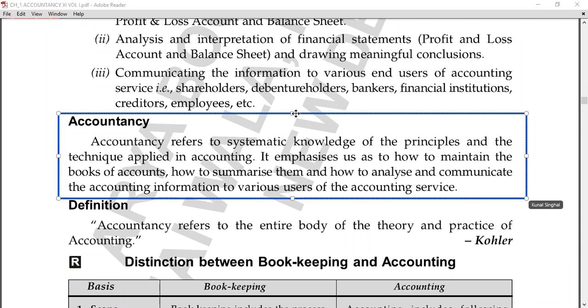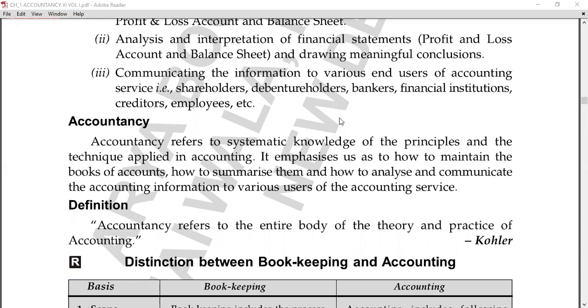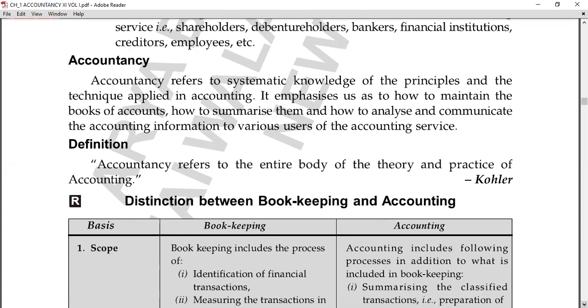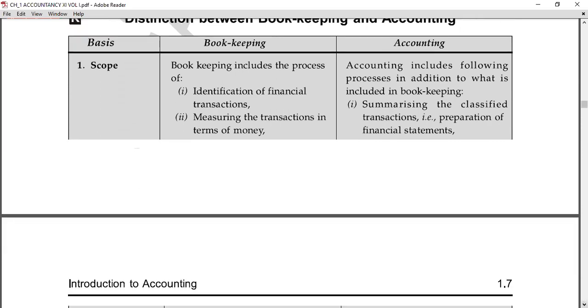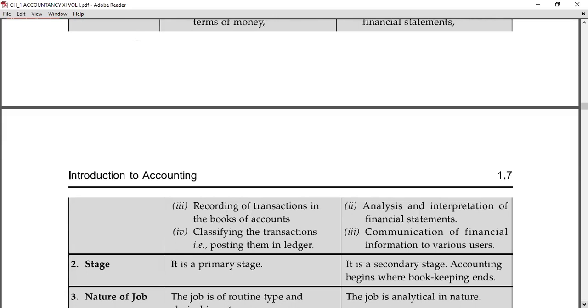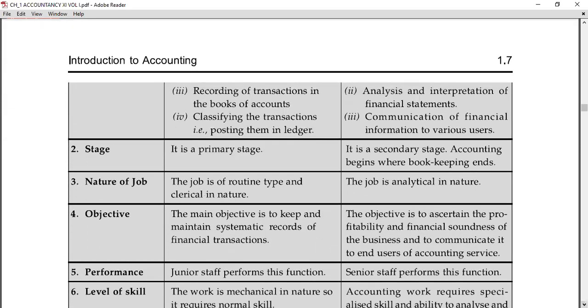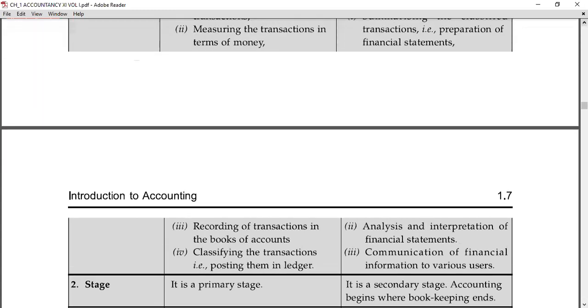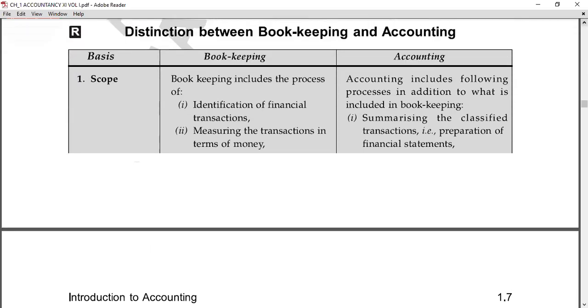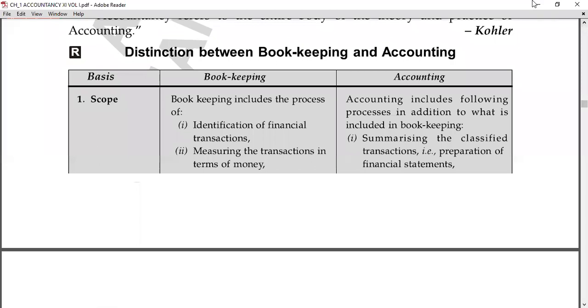Account is a statement where the transactions of similar nature are grouped together.